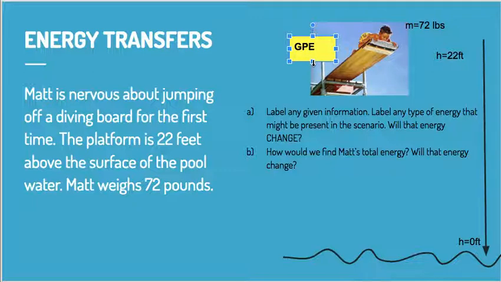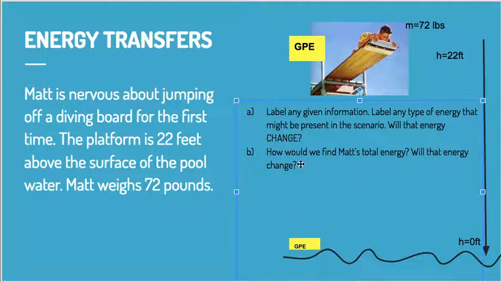And then will that energy change? So as Matt falls from or jumps from height equals 22 feet to 0, GPE is dependent on height. So as he gets closer to the water, GPE will decrease. So I'm going to copy this, and I'm going to make this smaller so it's obvious that GPE is decreasing.